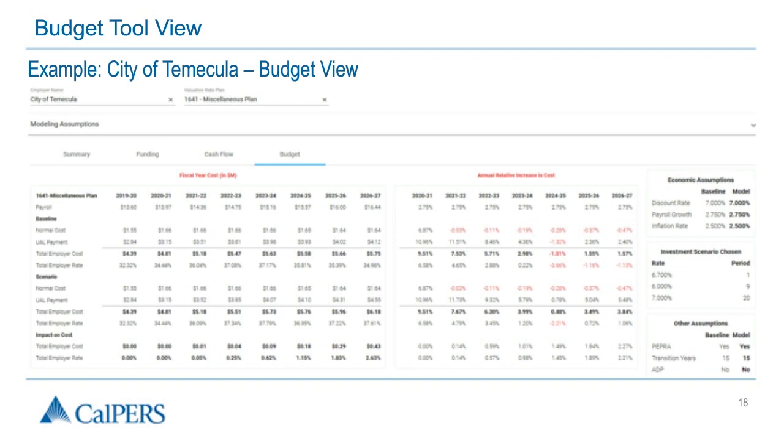To the right of the fiscal year cost, you will see that there's an annual relative increase in cost. And again, this is just a comparison year over year, both as a percentage and then a difference overall based on the scenario versus your baseline.